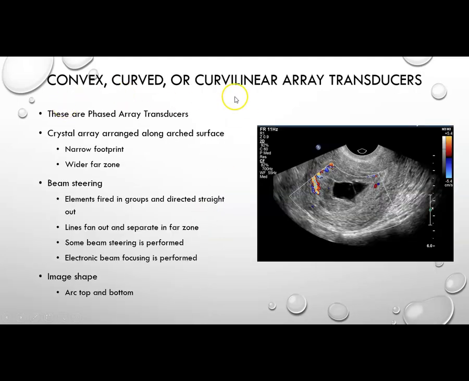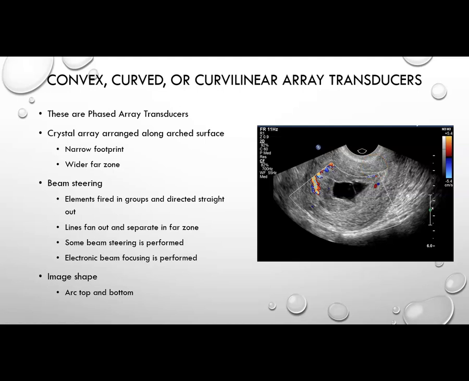So convex, curved, or curvilinear array transducers are these transducers that we typically are using for scanning abdomens and endocavity work. These always have a curved face and generally a curved far field. The crystal array is arranged along a curved surface. This gives us not the narrowest footprint, but a narrower footprint in the near field, and a wide footprint in the far field. Okay, so if they described this image as having a wider far field than near field, this could be what they're talking about.